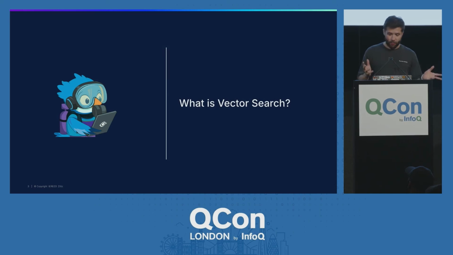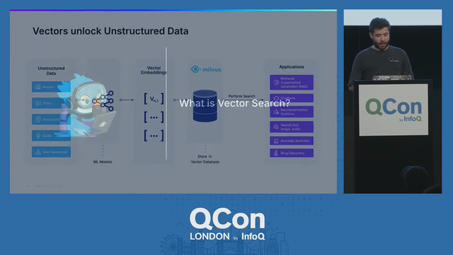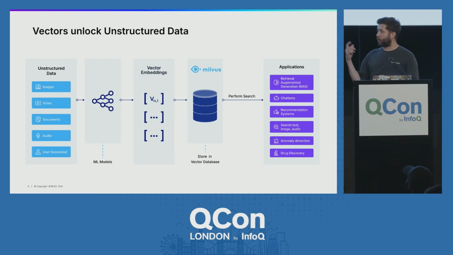But quickly, what is vector search? For the past 2 years, vector databases have been like, oh my God, you need to use that. But a lot of people actually don't really have an idea of what it is and how it works. So quickly, we're going to go through that. And why is it so popular? Why is it everywhere? And why is it still important nowadays? It's because vectors unlock your unstructured data.